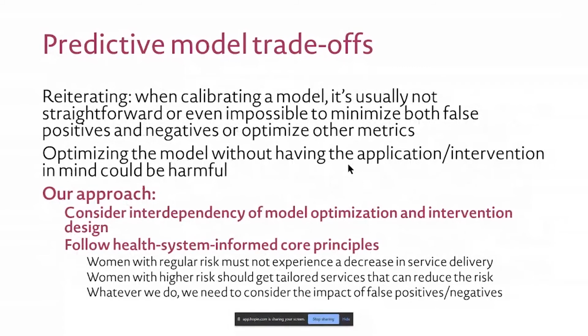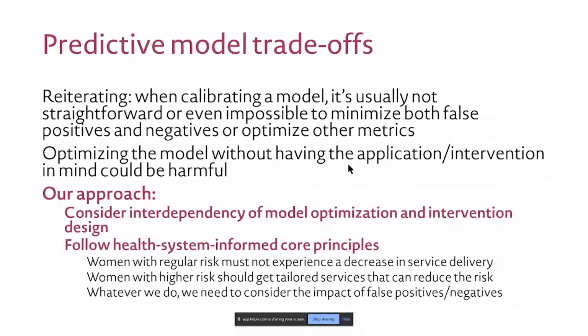So reiterating, it's really difficult to tune these or to have the optimal method or model. So you really need to just accept that these issues are a reality, and you need to work with them. So the approach that we took here was we considered the interdependency of the model optimization and the intervention design. And we acknowledge that you cannot talk about one without talking about the other. And the second approach was we followed health system informed core principles.